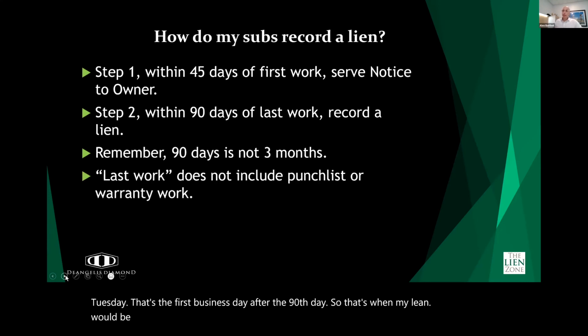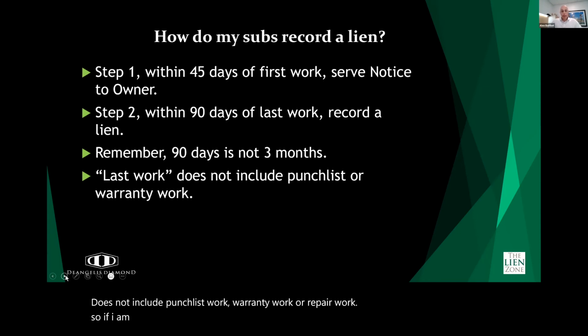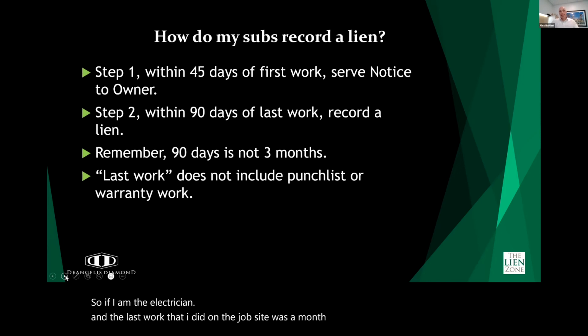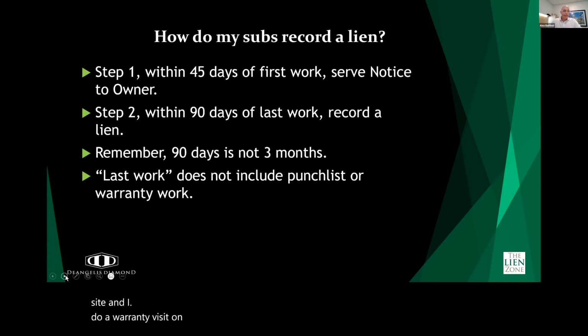A couple of other things to keep in mind with respect to the 90 days. Last work does not include punch list work, warranty work, or repair work. So if I am the electrician and the last work that I did on the job site was a month ago, and today I come back to the job site and do a warranty visit on the generator, that's not last work under the lien law. It's the day that I did the work a month ago.